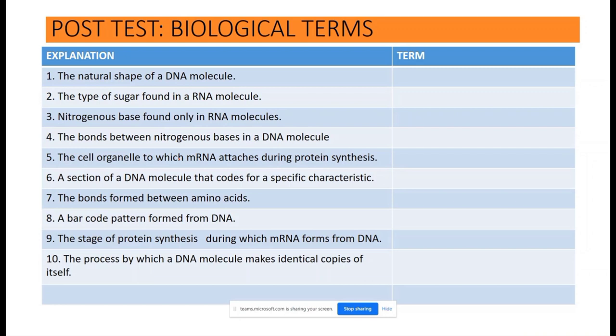Right, let's go. The natural shape of a DNA molecule. The correct answer is double helix. So well done to those that got it right. I think all the answers that I'm seeing here is double helix. The type of sugar found in RNA, and the correct answer is ribose.